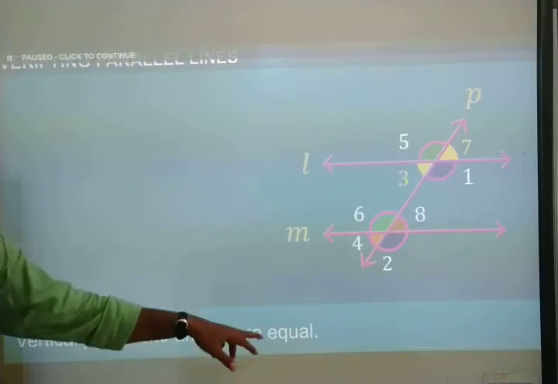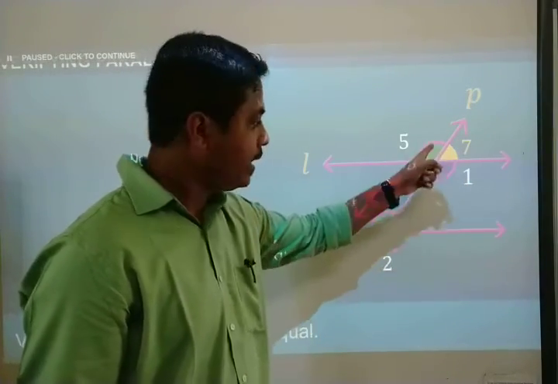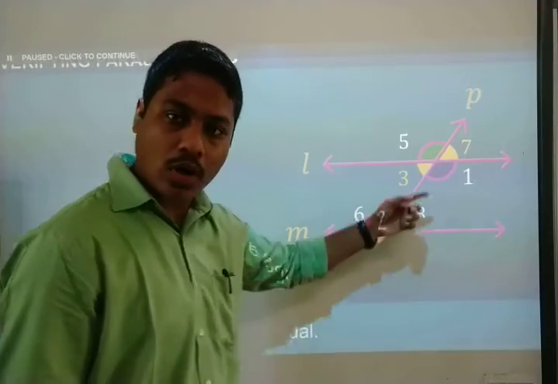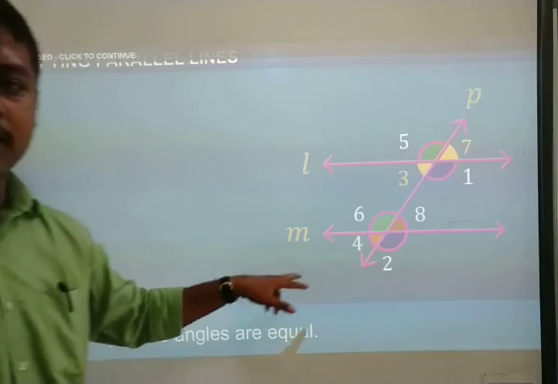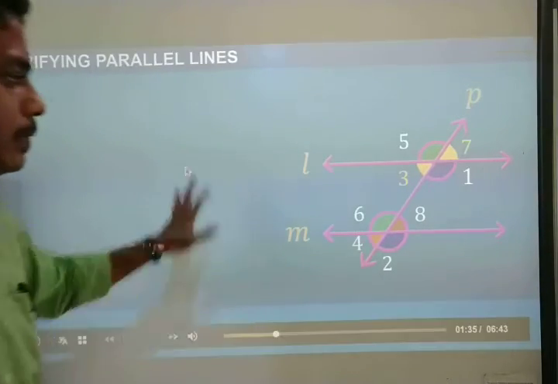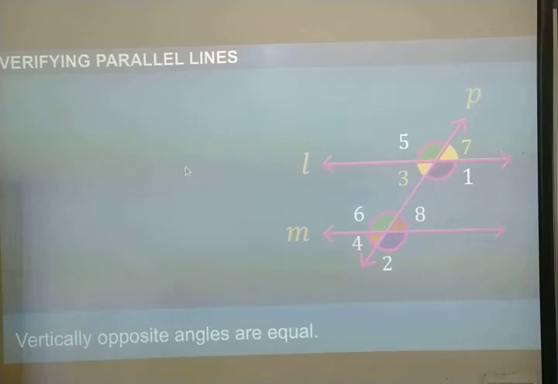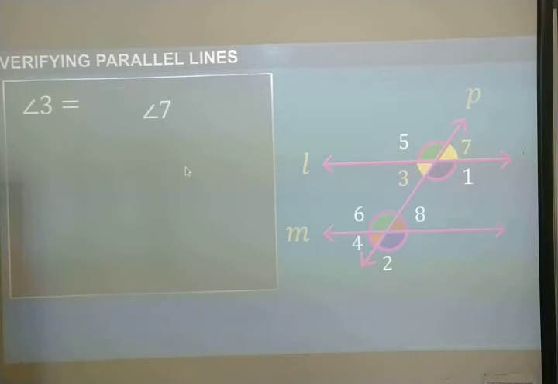So this also you have to write. Then you have to write angle 7 is equal to angle 3, angle 5 is equal to angle 1, angle 6 is equal to angle 2. So write the vertically opposite angles, and then write that vertically opposite angles are equal to each other. So, angle 3 is equal to angle 7. Let's call this result 1.